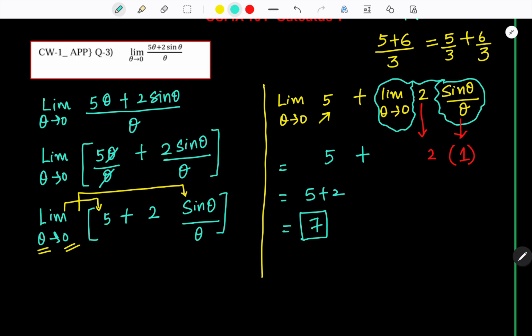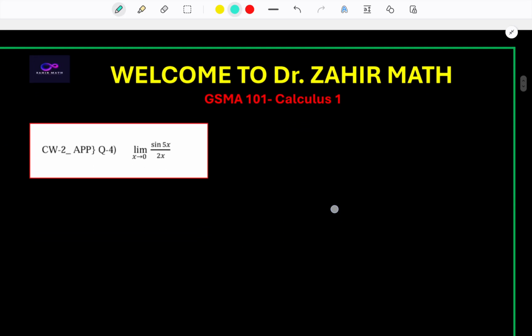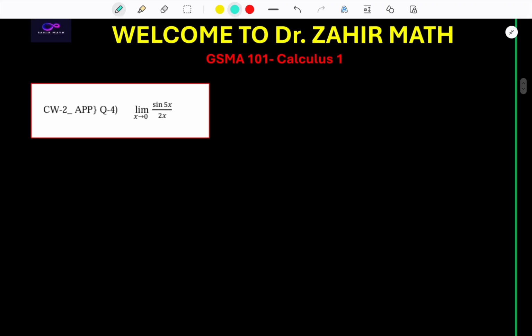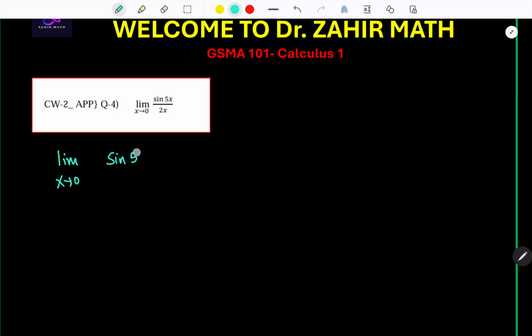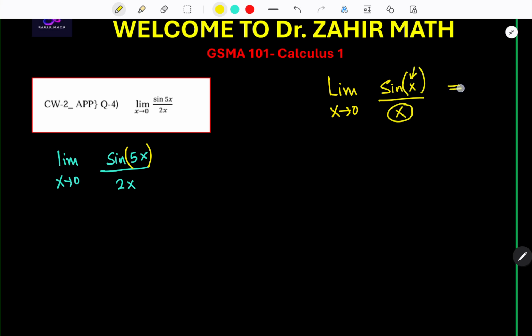Clear? Now let's go to the next question. The next question is limit x tends to 0, sine 5x over 2x. Look at the angle here. The angle is 5x. What did I say? Limit x tends to 0, sine x over x. It means whatever is inside, if it is here, I can write it as 1. So here inside I have 5x.